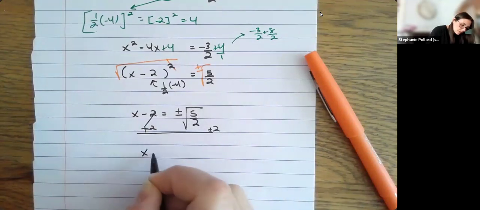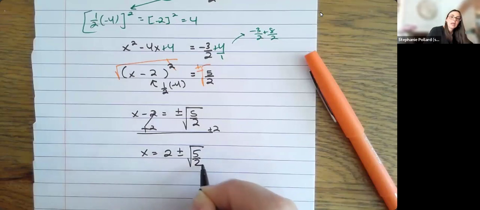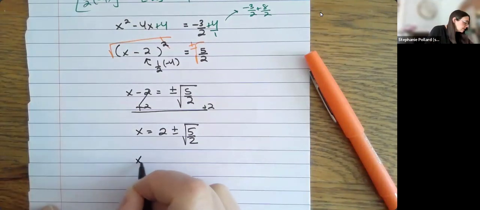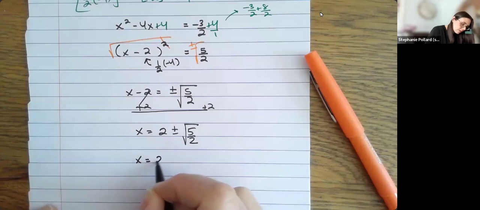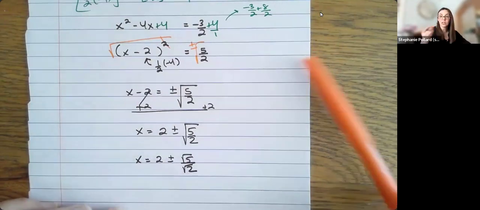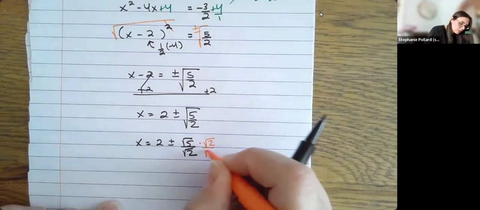And we have x equals 2 plus or minus the square root of 5/2. Now, one thing here is we don't tend to like to have roots in our denominator. So this is 2 plus or minus square root of 5 over square root of 2. So we may want to rationalize that denominator here, and I can do that by multiplying by √2 over √2.